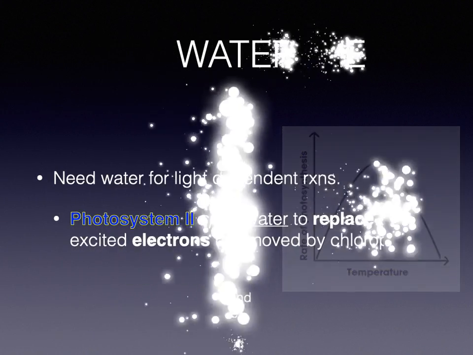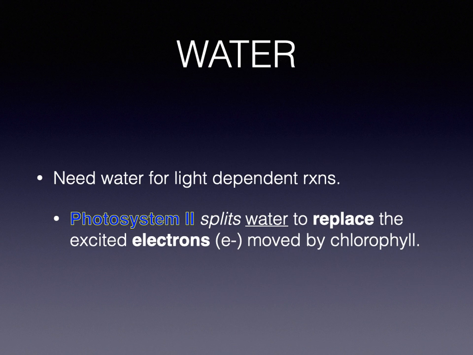The amount of water is also a factor because you need it for the light-dependent reaction. Remember, photosystem 2 splits water to replace the excited electrons that are moved by chlorophyll down the rest of the electron transport chain. So if you don't have enough water, everything comes to a standstill and the plant doesn't grow at all. Droughts are bad.